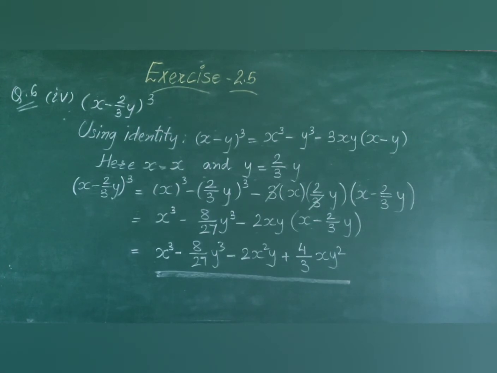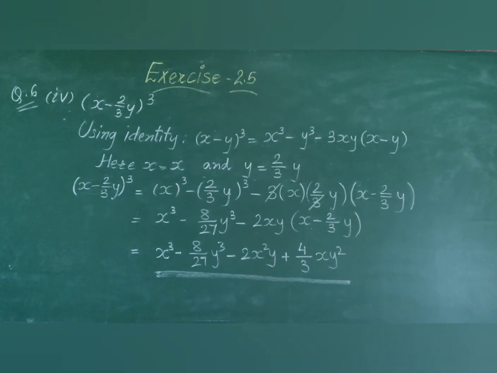Now question number 4, it is (x minus 2 upon 3y) whole cube. Again we use identity number 7, that is (x minus y) whole cube equal to x cube minus y cube minus 3xy into (x minus y). We compare the values of the given question with the identity, so we can see that the value of x is given as x only and the value of y is given as 2 upon 3y.